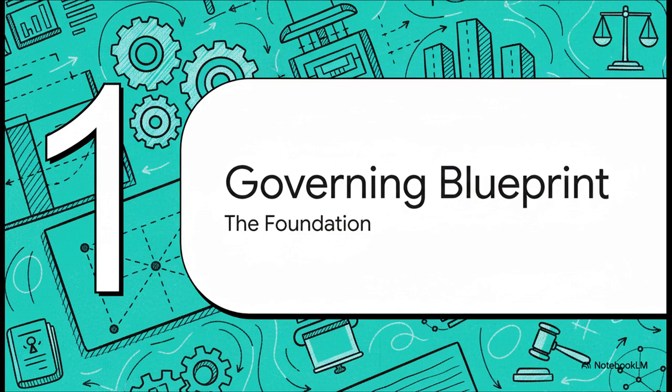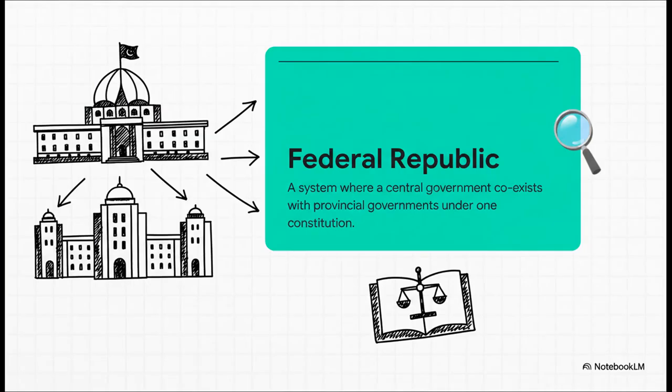So, what is the fundamental design of the Pakistani state? How is this whole thing actually put together on paper? Okay, so at its very core, Pakistan is a federal republic. And this is a really crucial concept. It means you don't just have one single center of power. Instead, all that authority is constitutionally shared between a central national government in the capital and the governments of its individual provinces.